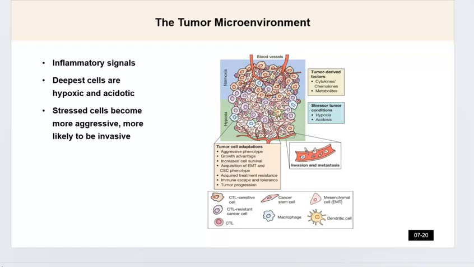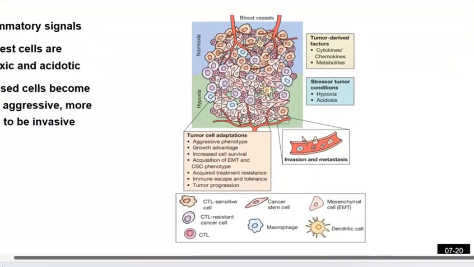Okay? So one theory or model proposes that hypoxia-stressed cells in the center of a tumor adopt the properties of increased survival, treatment resistance, and immune evasion. And ultimately, they will become more likely to develop mutations that favor invasion and metastasis. So that is seen here.